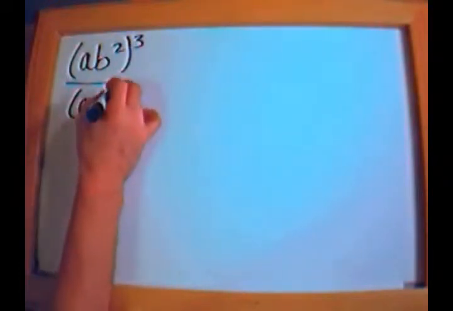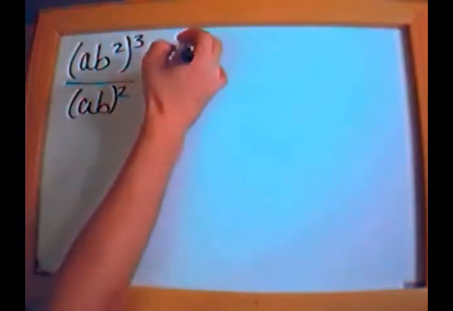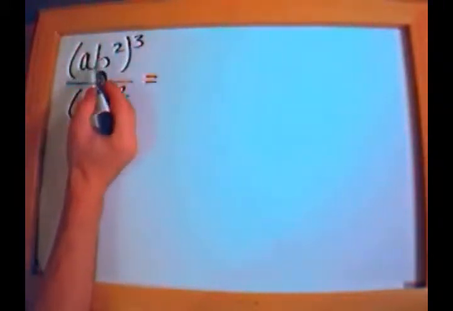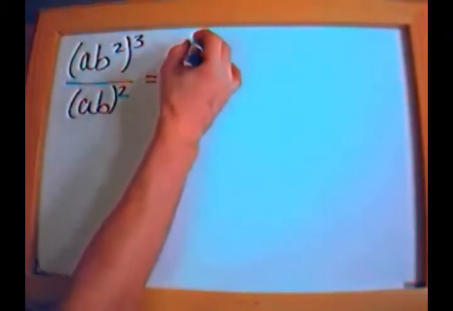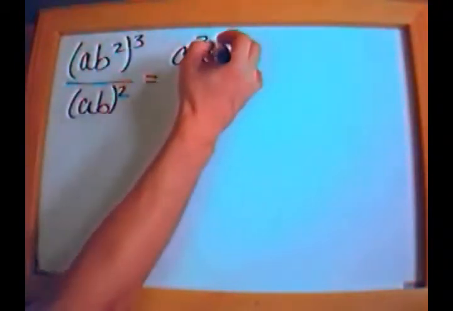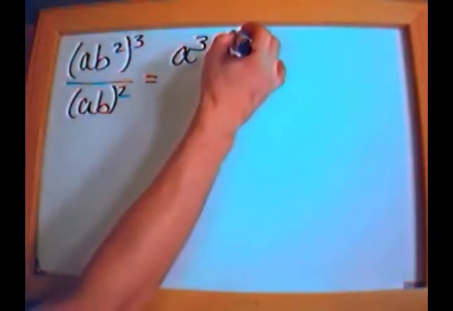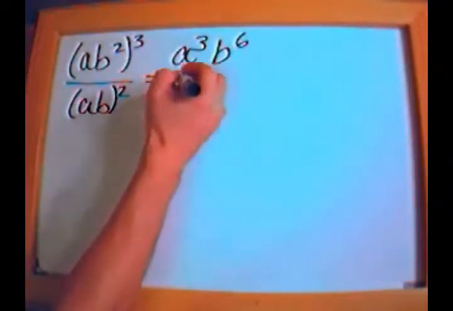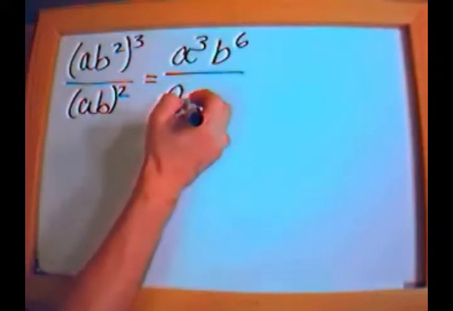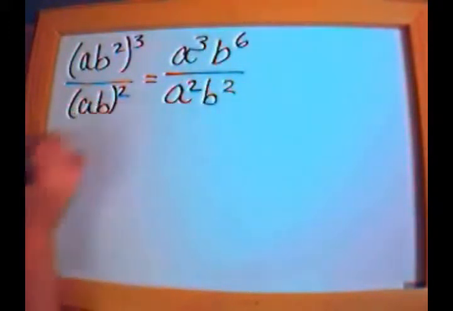Let's say we have (ab squared) raised to the 3rd power, all over ab squared. If I simplify the top here, I've got this quantity raised to the 3rd power, so the 3 gets distributed in. So I've got a to the 3rd, because that goes into the a, and then I've got b squared raised to the 3rd power. I'm going to skip one little step here and just write b to the 6, because 2 times 3 is 6. And on the bottom, I'm just going to have a squared times b squared, because the 2 goes into either one.